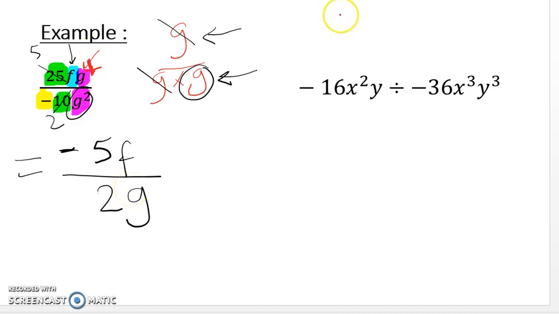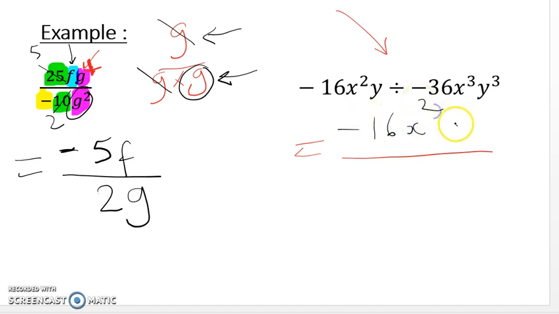Now, this is another example for you to try. It's a little bit harder. My recommendation is that you turn this question into a fraction. I think that'll make it easier to do. I would pause the video, give it a go now, unless you're very confused, in which case keep watching. Pause the video, give it a go, and then compare your answer with me. So we've got minus 16 x squared y over minus 36 x cubed y cubed.